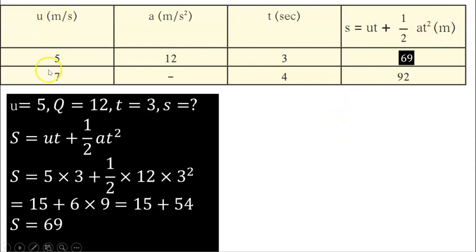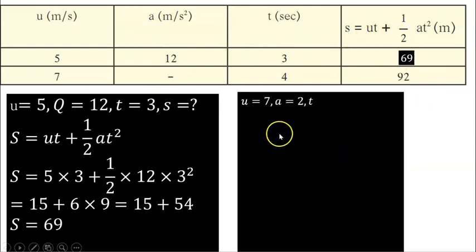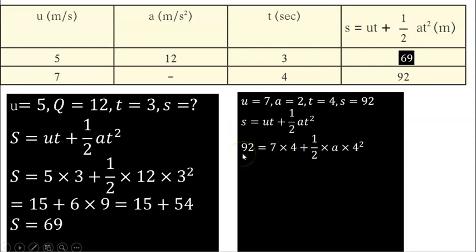For the second, u ची व्हॅल्यू दिली त्याने आपल्याला 7. a find out करायचे आपल्याला. t is equals to 4 and s is equals to 92. Okay, now see this here. u is equals to 7, a is equals to 2, t is equals to 4, s is equals to 92. Use this formula, substitute the values. s साठी होता 92.